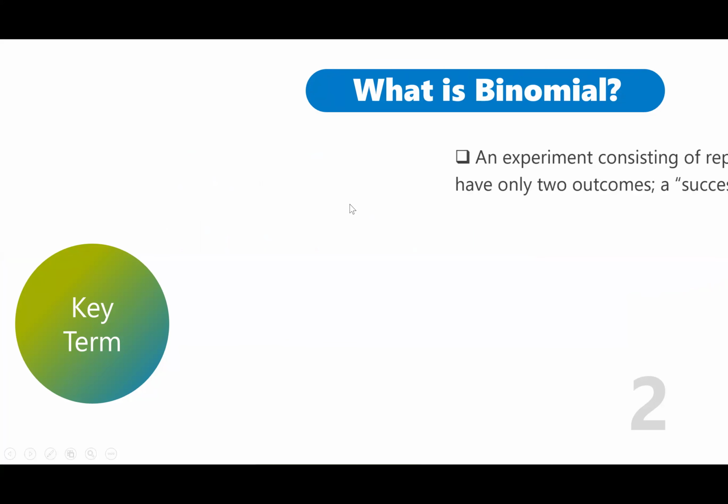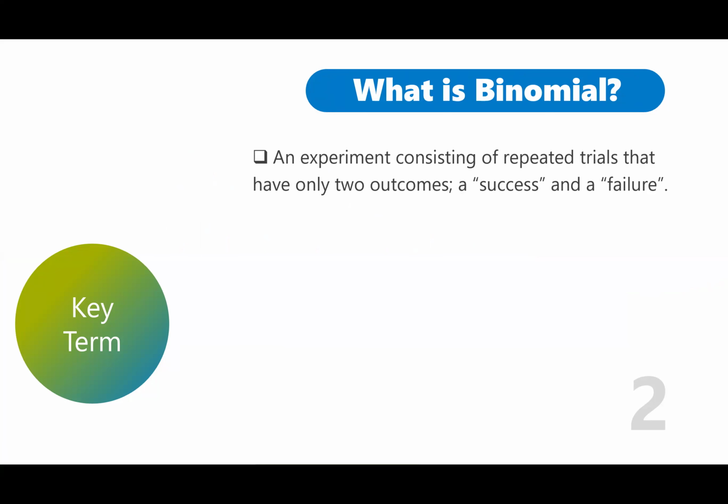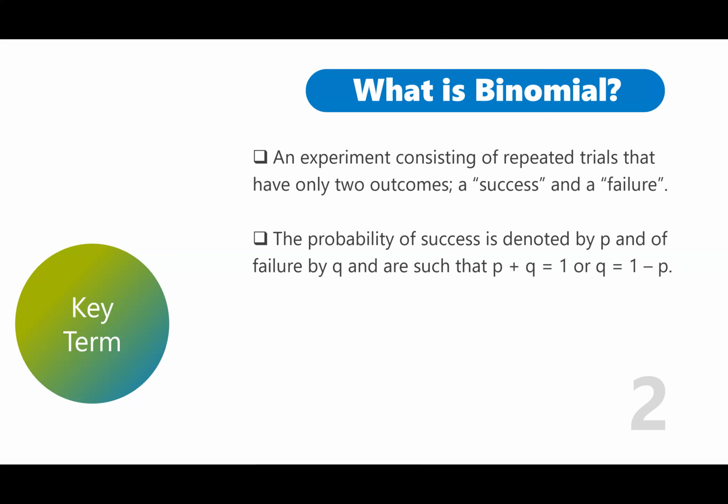And we are saying that a binomial is an experiment consisting of repeated trials that have only two outcomes, a success and a failure. Two outcomes, a success and a failure. The probability of a success is denoted as P, and the probability of a failure is denoted as Q.